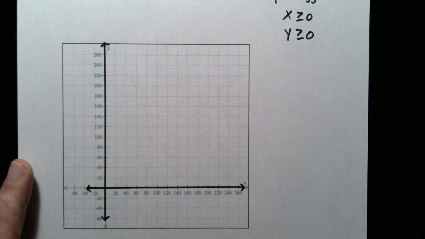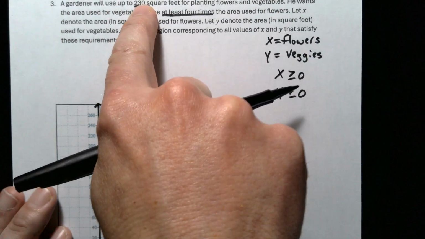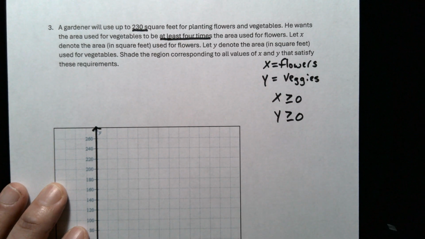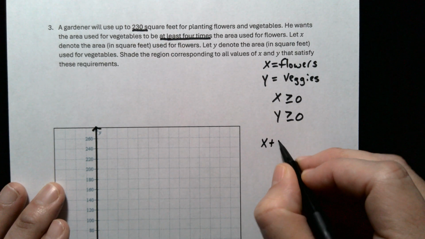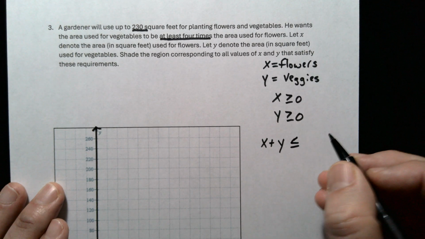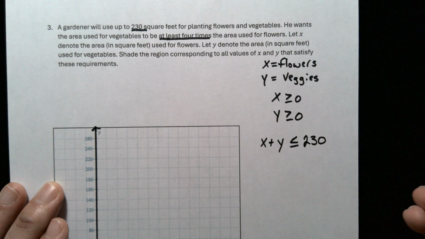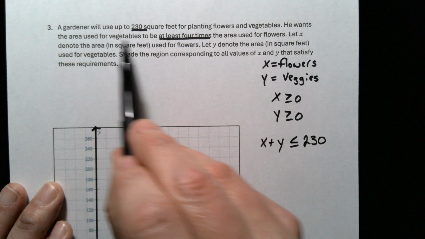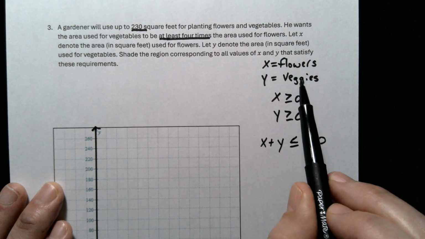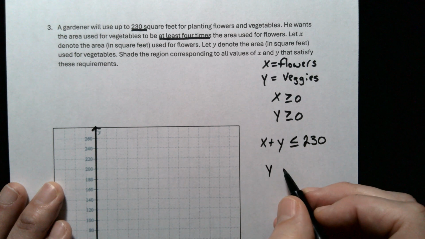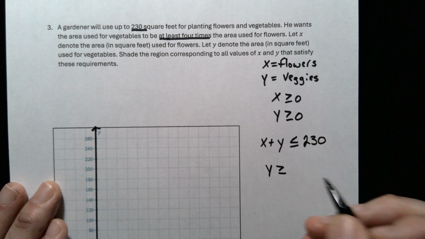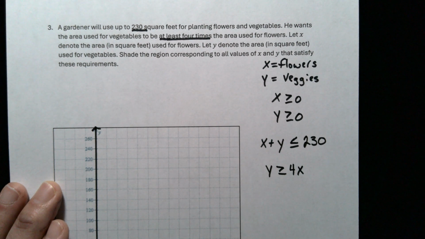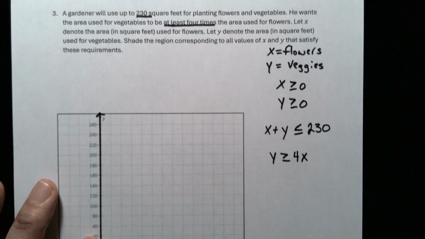Now let's look at the other equation. So up to 230 feet for both flowers and vegetables. So x and y together gives us up to 230 feet. So x plus y less than or equal to 230. Okay, and then our other equation comes from this. He wants the area used for vegetables to be at least 4 times. So remember, vegetables is y. So vegetables, or y, is greater than or equal to, that's at least 4 times x. Okay, so once we graph those, we will have the problem.